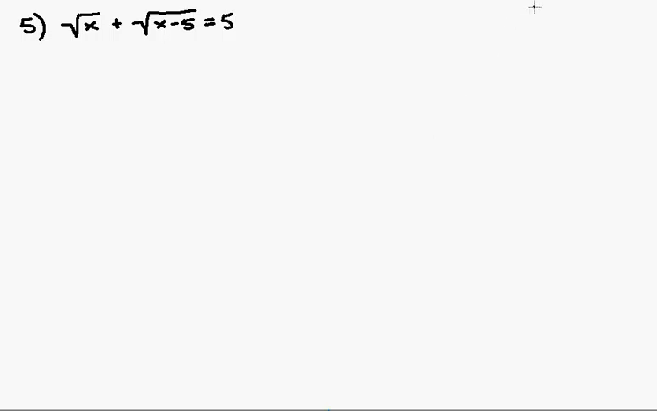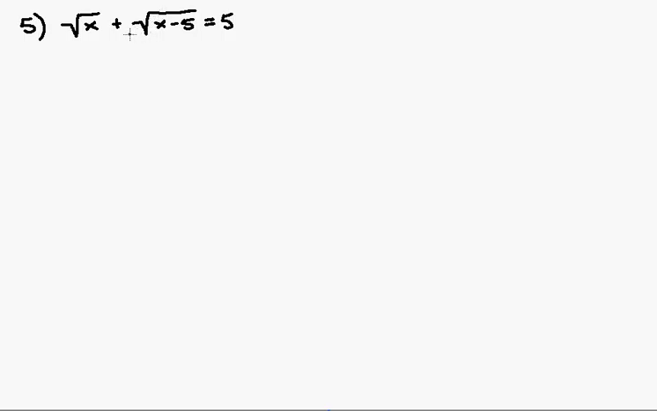Number 5. Here we are trying to find the value of x that will make this equation true. We start off with the square root of x plus the square root of x minus 5 equals 5. Our first goal is to get one of the square roots isolated, square both sides, and so get it down to one square root. And then go ahead and isolate the other square root and eventually solve for x.